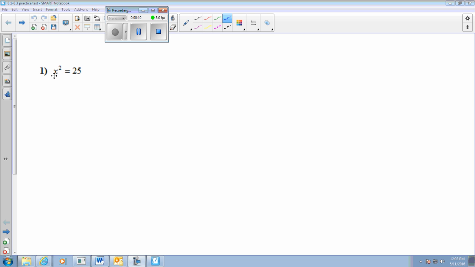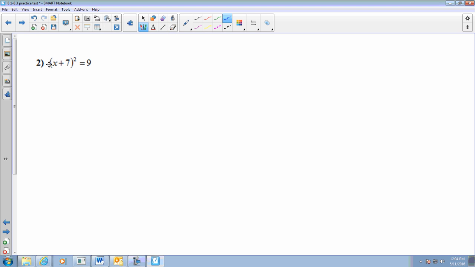The first one, if I have x squared equals 25 and I want to square root both sides, the square root of x squared is x, but anytime I square root in an equation, I have to put plus or minus in front of it. So my answer is plus or minus 5.